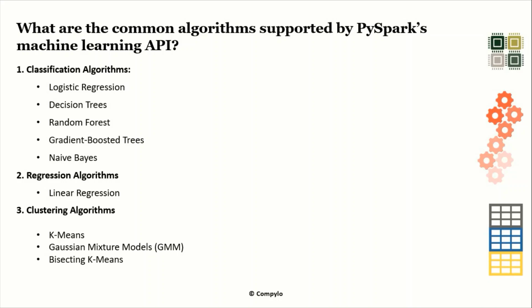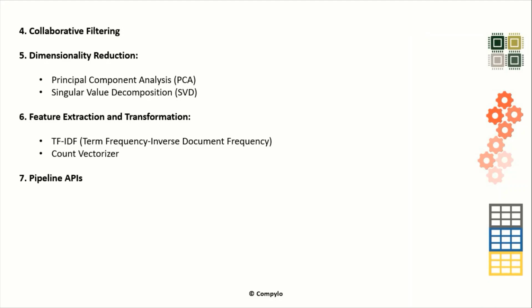Under regression algorithms, we have linear regression. Under clustering algorithms, we have k-means clustering, then Gaussian mixture model, then bisecting k-means. Then we have collaborative filtering. And after that, we have dimensionality reduction, under which we have PCA, which is principal component analysis, and SVD, which is singular value decomposition.